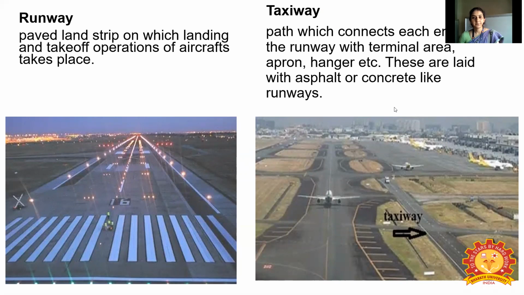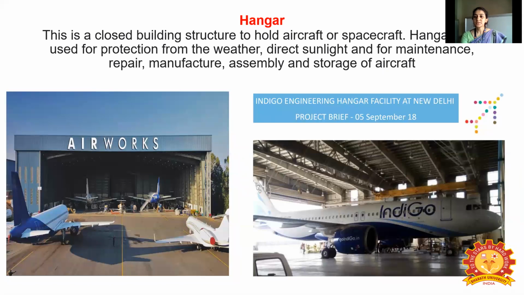Okay, that is taxiway. And the next one is hangar. What is this hangar? Hangar is a closed building structure. In the picture we can see it's a closed building structure where the aircraft are stationed. This is mainly for repair works or sometimes to protect the aircraft from weather like rain, and sometimes you have cyclones, hurricanes and all that. During that time, this closed structure helps to protect the aircraft. So that is called a hangar.